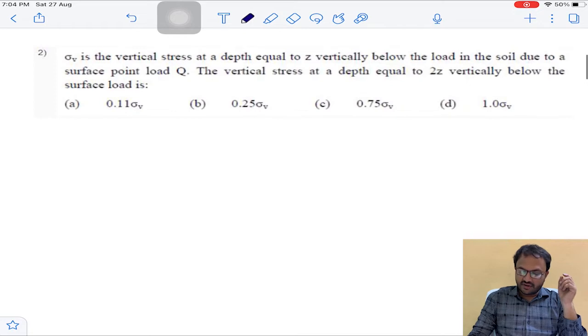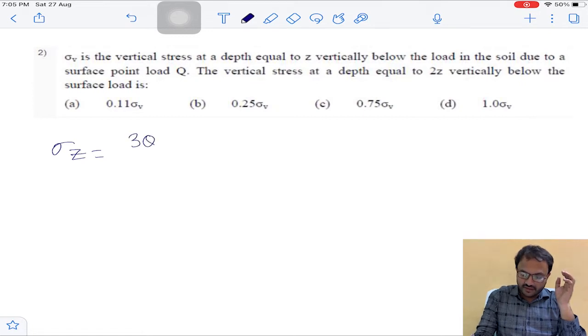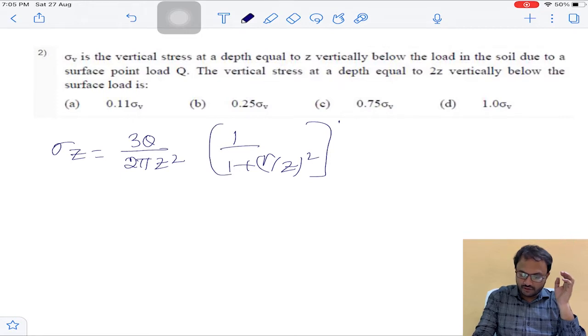Next question. Sigma V is the vertical stress at depth equal to Z, vertically below the load in the soil due to surface point load Q. The vertical stress at depth equal to 2Z, vertically below the surface load is? So now we need the formula proposed by Boussinesq, that is sigma Z, the vertical stress at any point Z below the ground surface, is equal to 3Q by 2 pi Z square into 1 by (1 plus (R by Z) whole square) whole power 5 by 2.